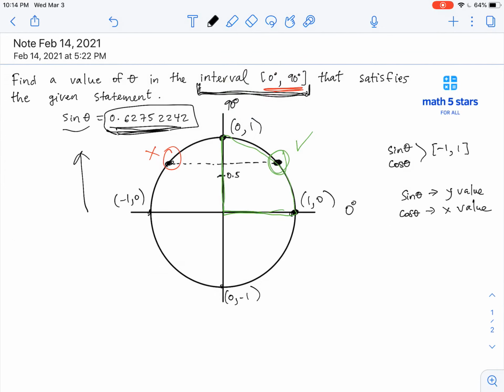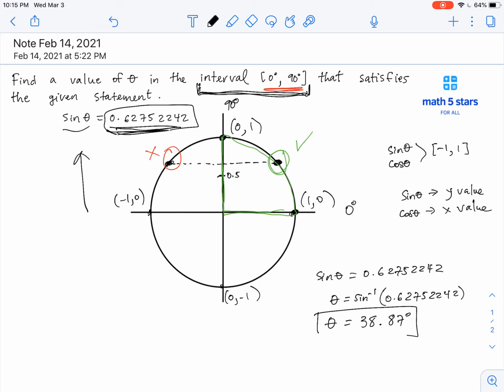And then how do we solve? Now that we know it's in the first quadrant, we can just plug this into the calculator. It's going to be arc sine, or the inverse sine, of the value given. If you put that into the calculator, you should get roughly a theta of 38.87 degrees. And we know that this is the correct answer because it is between the interval 0 degrees to 90 degrees.